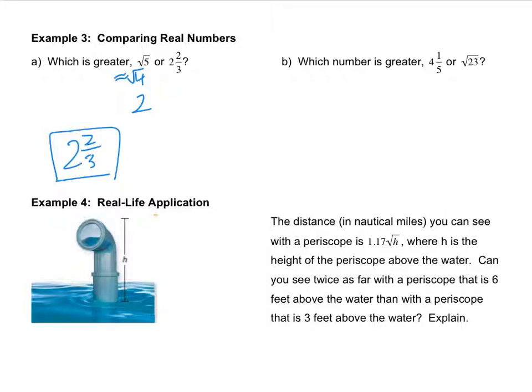All right, let's do letter B. So let's look at the square root. The square root of 23 is a little less than the square root of 25. And the square root of 25 is 5. So this is almost 5. This is just a tiny little bit above 4. So which one's greater? Something that's a tiny little bit above 4 or something that's almost 5? Well, obviously the thing that's almost 5 is going to be bigger. So the square root of 23 is the bigger one.